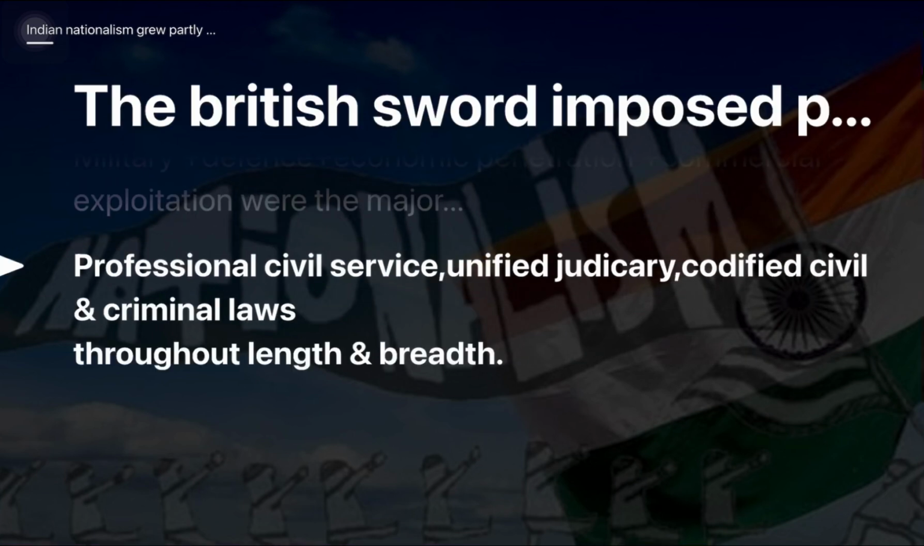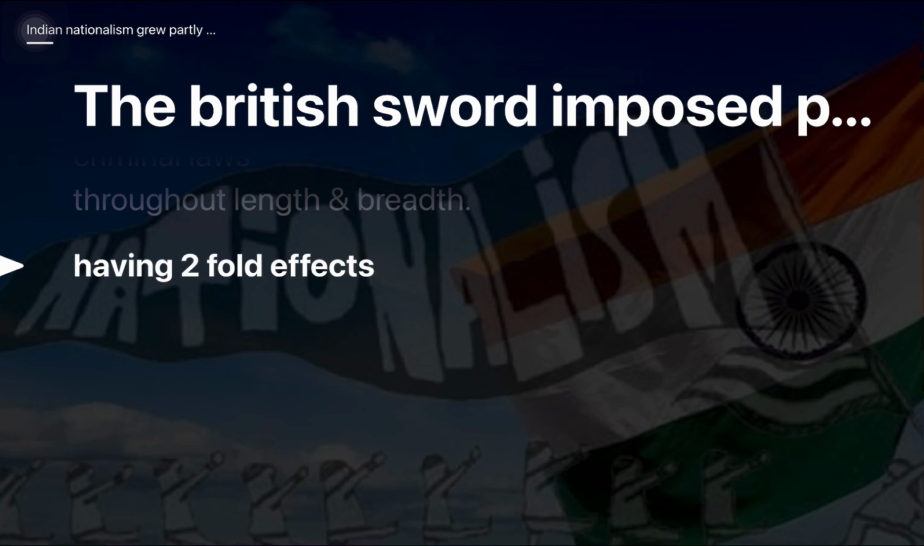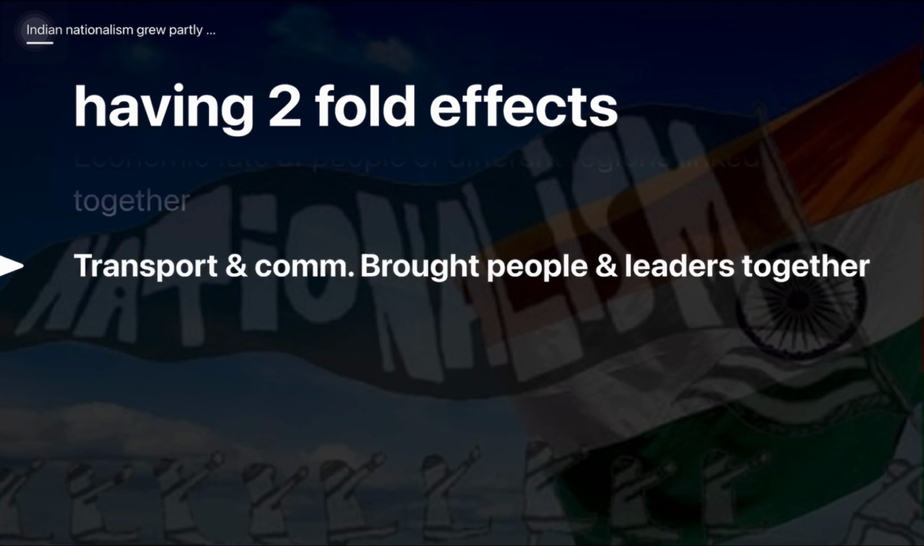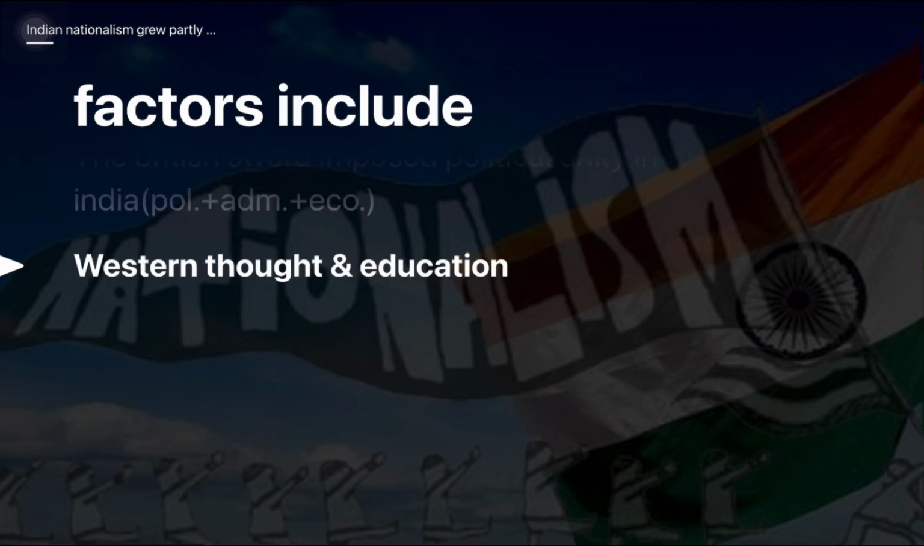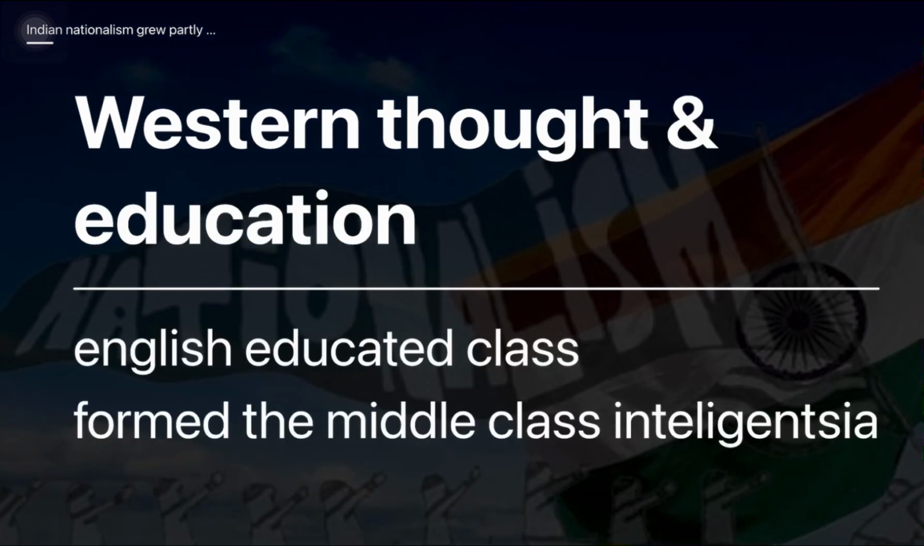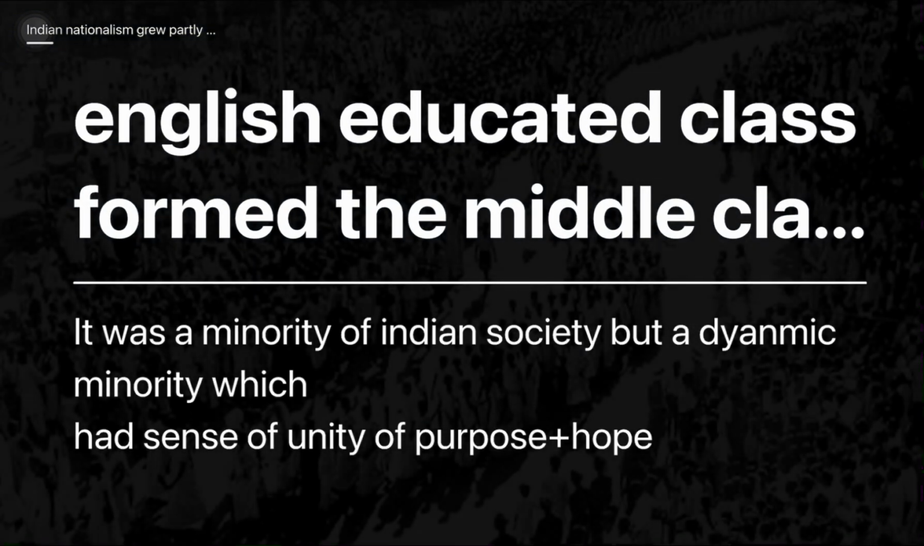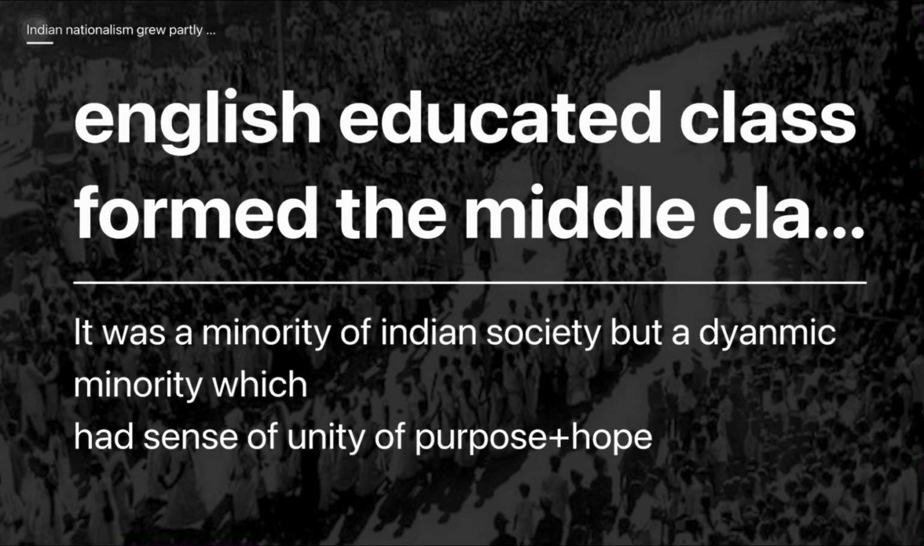Professional civil service, unified judiciary, codified civil and criminal laws throughout the length and breadth. It had twofold effects. First, the economic fate of people of different regions was linked together. Second, transport and communication brought people and leaders together. Western thought and education: the English educated class formed the middle class intelligentsia. It was a minority of Indian society, but a dynamic minority which had a sense of unity of purpose and hope.